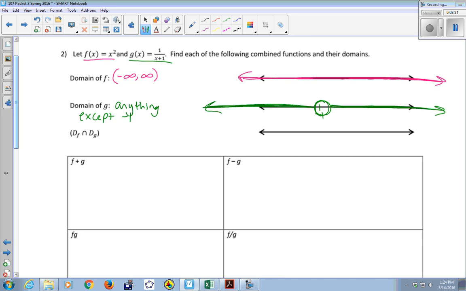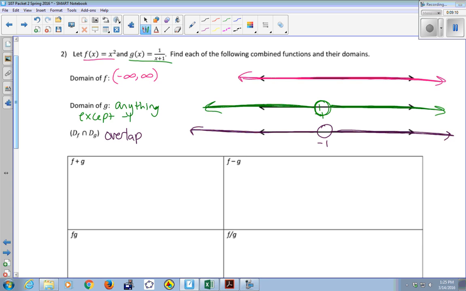And then the intersection of the two is where they overlap, right? The x values that they share. So any place where I have both pink and green graphed is the overlap. Okay, so the domain of the intersection is the overlap. So anywhere that there's both pink and green, so I've got all over here, but I can't include negative 1 because there's only pink and not green at negative 1.